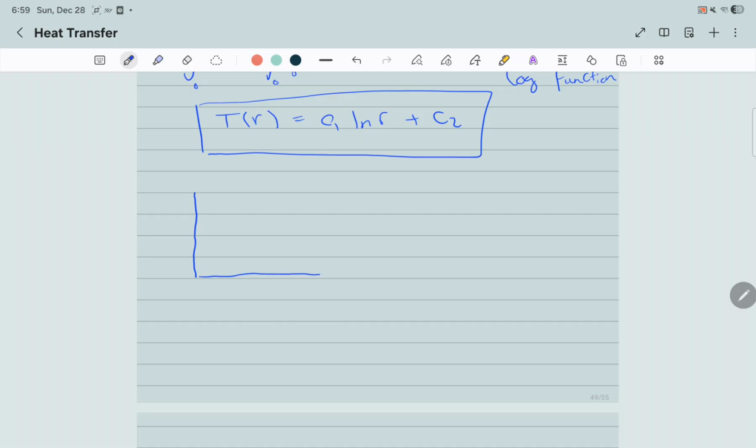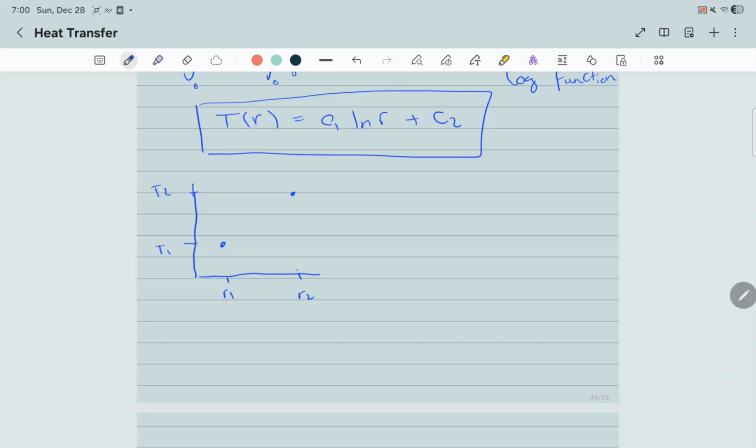Meaning that if we look at the temperature distribution in the cylinder, if we assume this is r1, r2, T1, T2, we'll get r1 and T1, r2 and T2. I think I mixed it up.